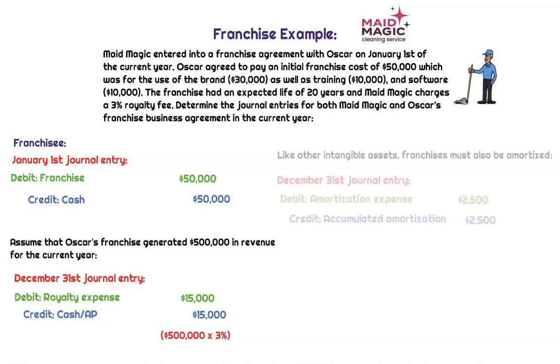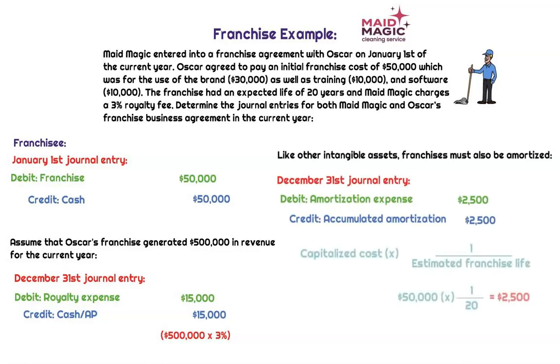But wait up, this is an intangible asset, so we need to amortize this, and we're going to be amortizing it over its estimated useful life. The total franchise cost of $50,000 is getting amortized over 20 years. So Oscar's amortization expense and accumulated amortization would be recorded for $2,500.